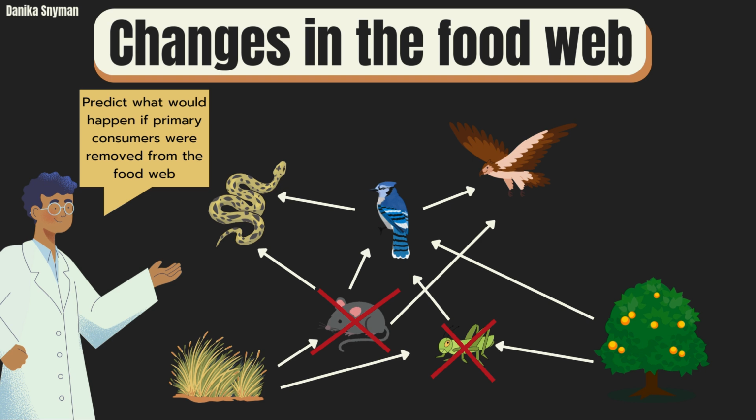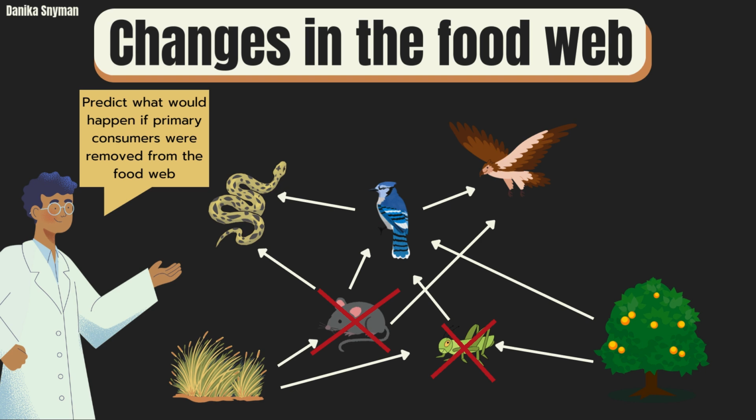So let's imagine something else. What if the primary consumer, like the mouse or the grasshopper, were gone? If there are no mice or grasshoppers, the snake has nothing to eat because it usually eats the mice. And the eagle will also struggle because it eats the snake or the bird, and the bird eats the grasshopper. Even one missing level in the web can cause big problems. The mouse and the grasshopper are very important because they eat the plants and then get eaten by other animals like the snake and the bird.